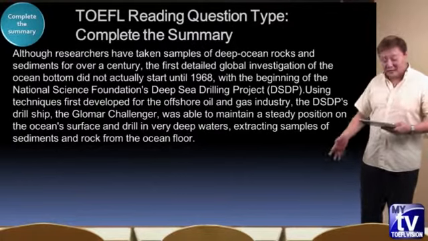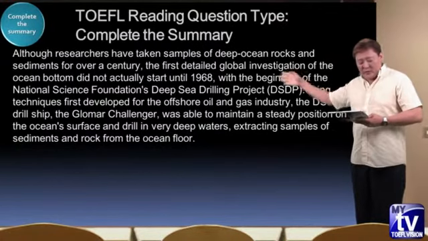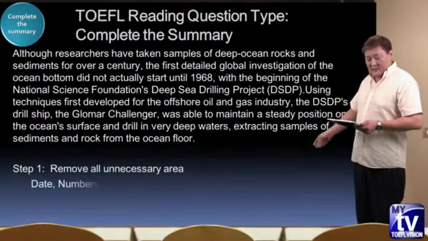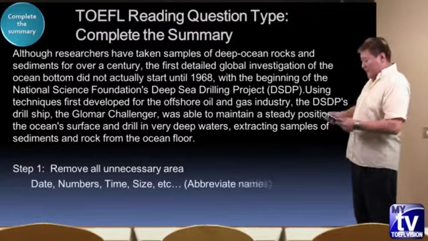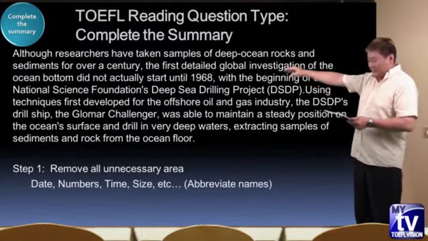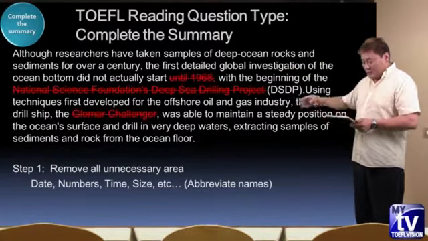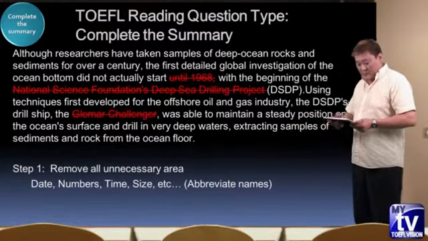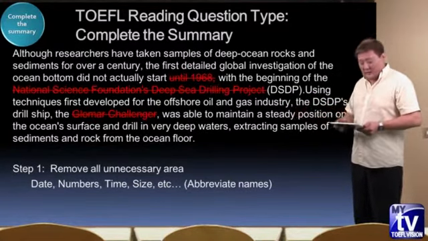So we're going to go through the patterns again, everyone. First of all, what do we have to do? We have to remove all the unnecessary areas, like dates, numbers, and sizes. If you look at it, we don't need 1968. We don't need National Science Foundation for Deep Drilling. It's truly long. We don't need the Global Challenger. So we removed all the unnecessary areas. Also, don't forget, Global Challenger, we need to change it to GC, an abbreviation.